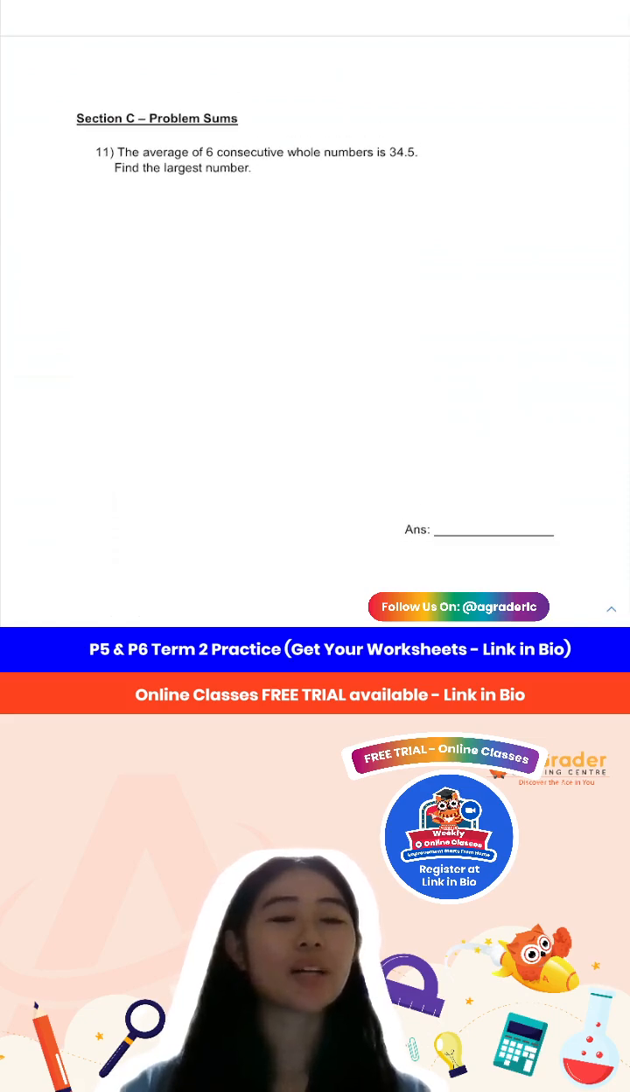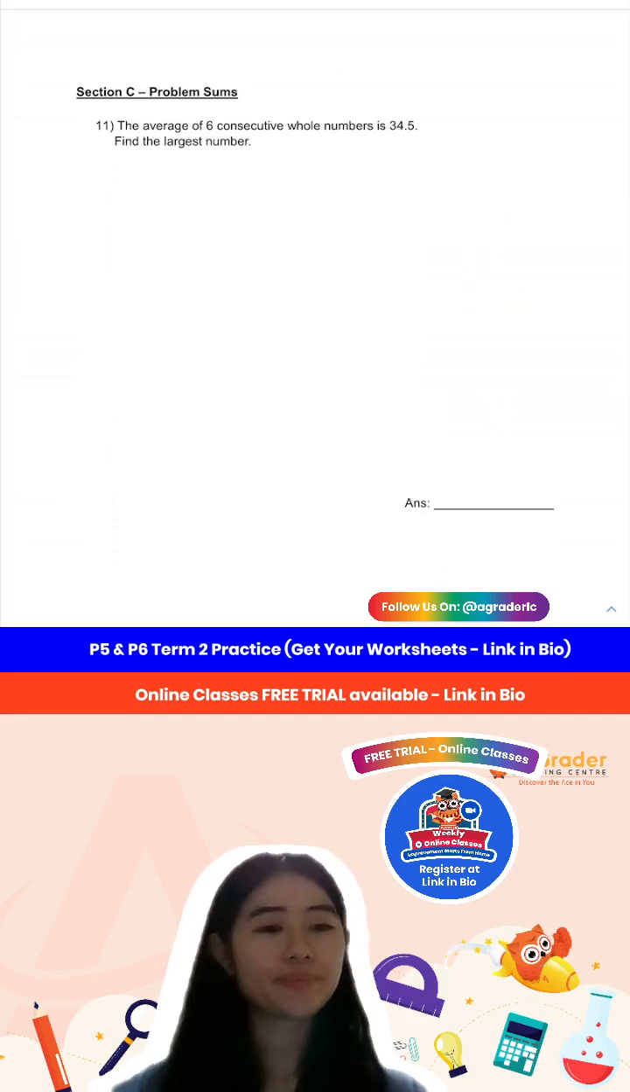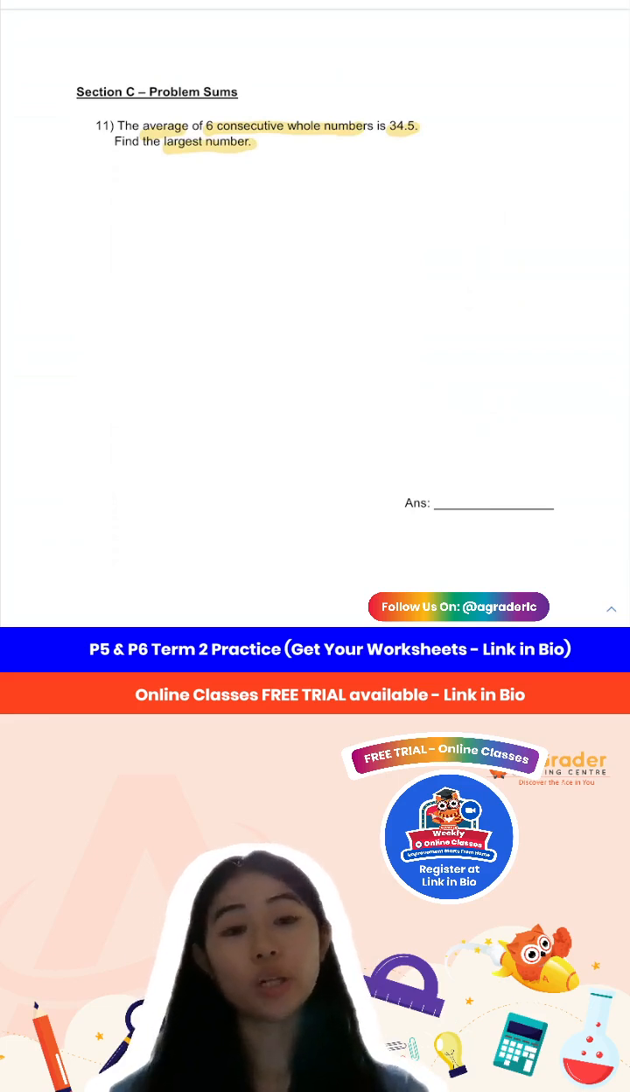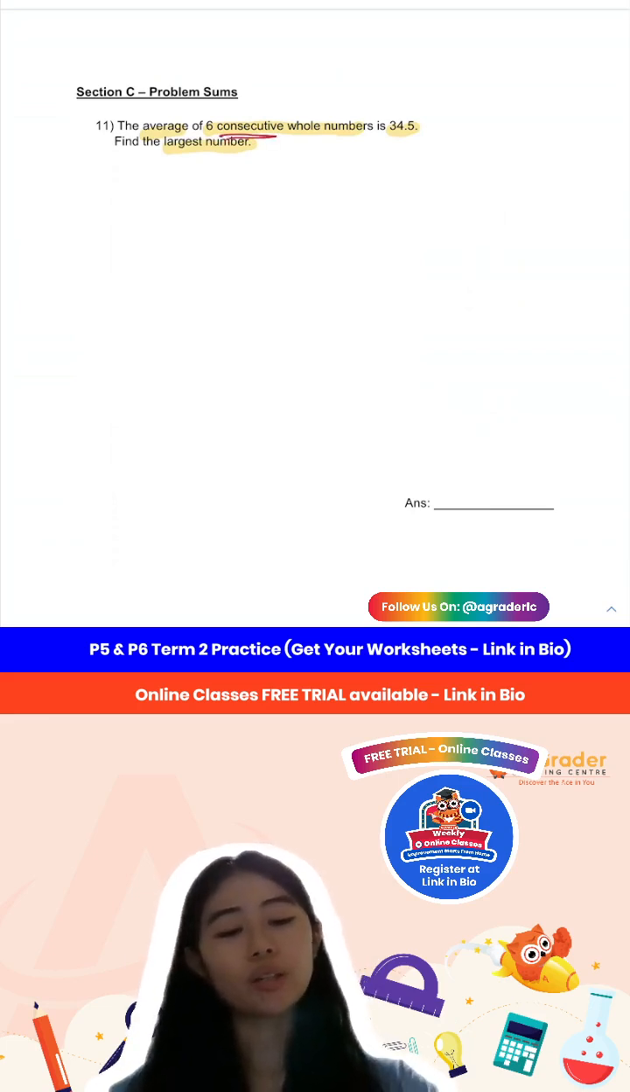Okay, let's look at our problem sum. The average of 6 consecutive whole numbers is 34.5. Find the largest number. Right, so some of you are not very sure what consecutive means.